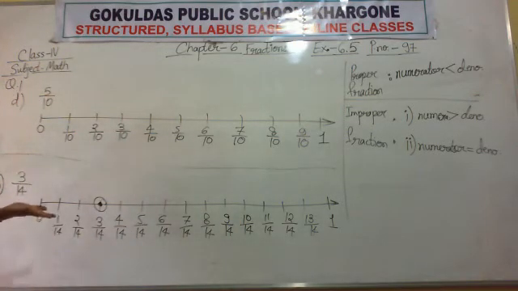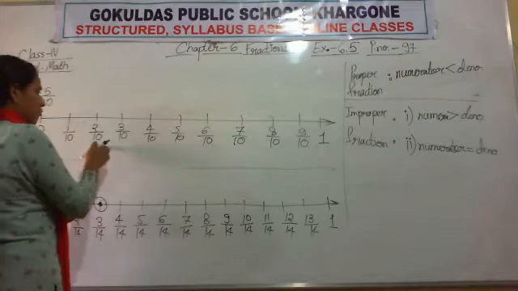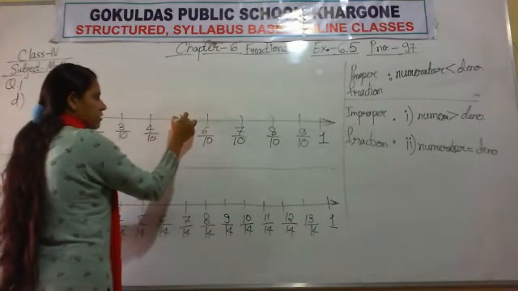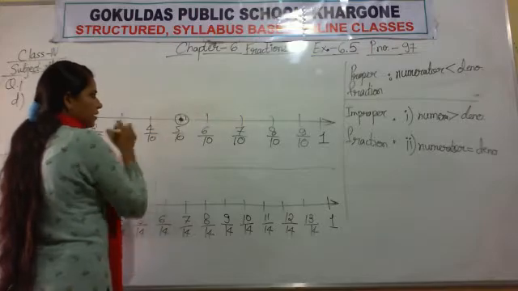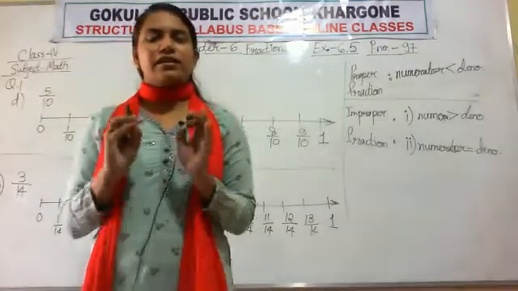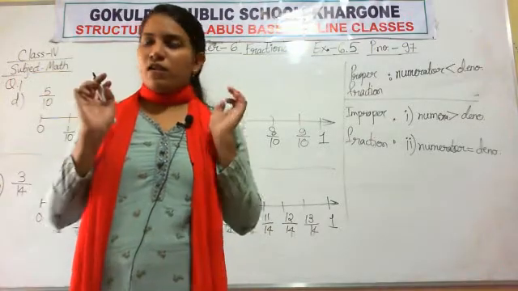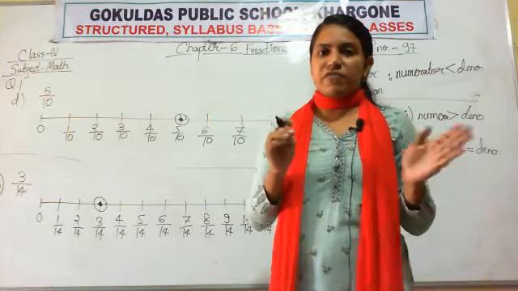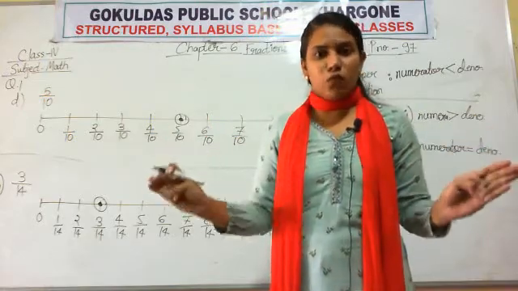Now look at 5 upon 10. Where is 5 upon 10 on the number line? This point represents 5 upon 10, so we mark it. This is how we represent a proper fraction. One more time I am recalling, we represent a proper fraction between 0 to 1.